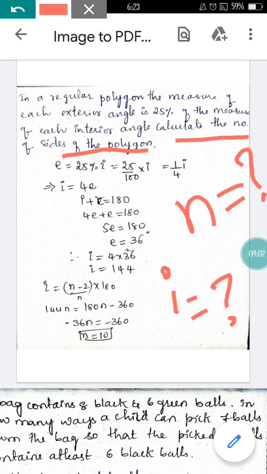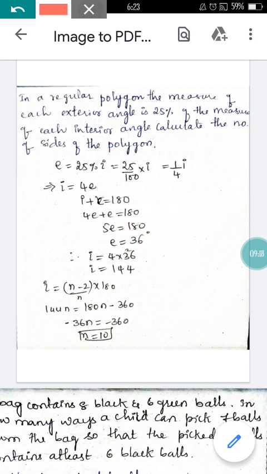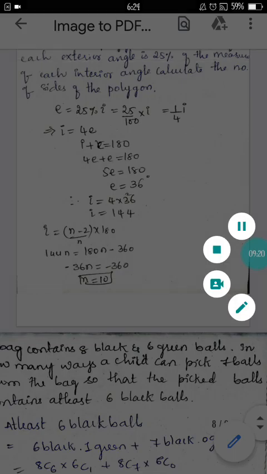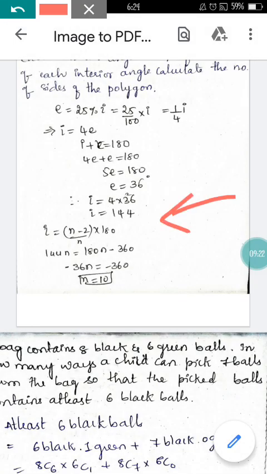For that, make use of this sum of two angles. Sum of interior and the exterior angle will always be equal to 180 degrees. Make use of that value. Then you are going to find the value of E there. Then substitute the E value here in this equation. Then you are going to get 4 into 36, which you are going to get as 144, right? So by making use of the I value, you can find the number of sides of a polygon.